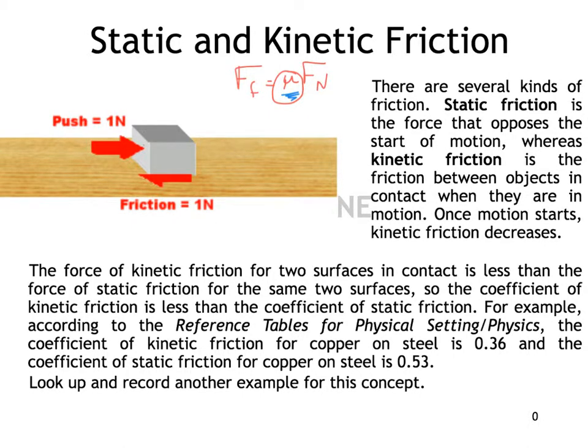I have an example here. Kinetic friction for copper on steel is 0.36, and static friction for copper on steel is 0.53. And that's not an isolated example. That will always be true. Another one, let's say rubber on concrete, dry. The kinetic is 0.68, and the static is 0.90. So that's mu k and mu s. That is going to be true for all of these.